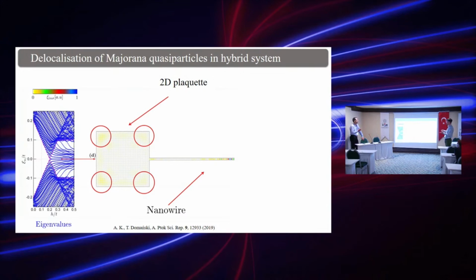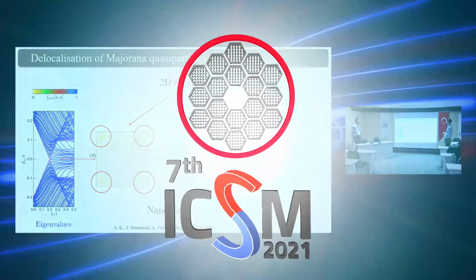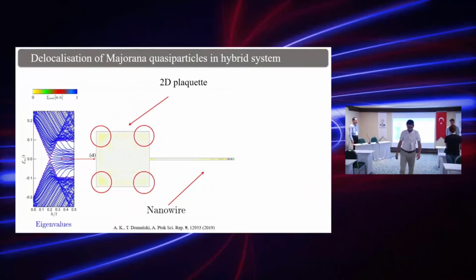So 0 and 1, let's say. Well, it can be any value between 0 and 1. I see. You can tune it, let's say. Yes, and in this situation, as you increase the value of hopping between them, you see more and more of the Majorana function flowing, which flows in the plaquette, actually. Yes, very nice.